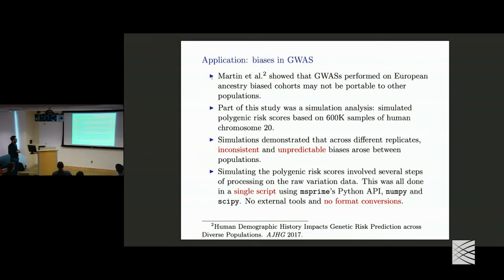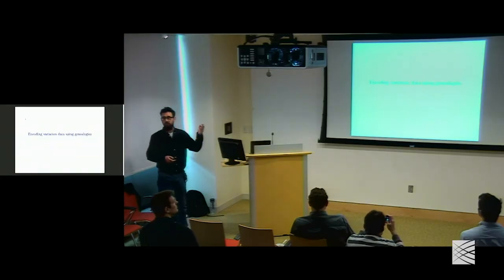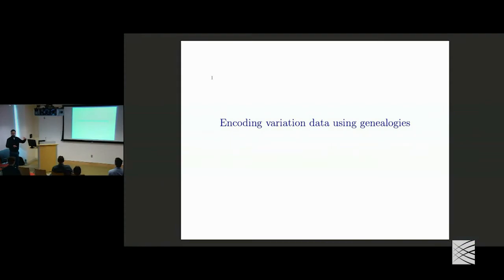So all of the processing done with the data was done in a single script, and this involved no exporting of data formats, importing into different tools, exporting back to a different data format. It's all done in one script, which is so much easier. So yeah, given the genealogies, what can we do with them? And we can encode variation data on top of these genealogies.